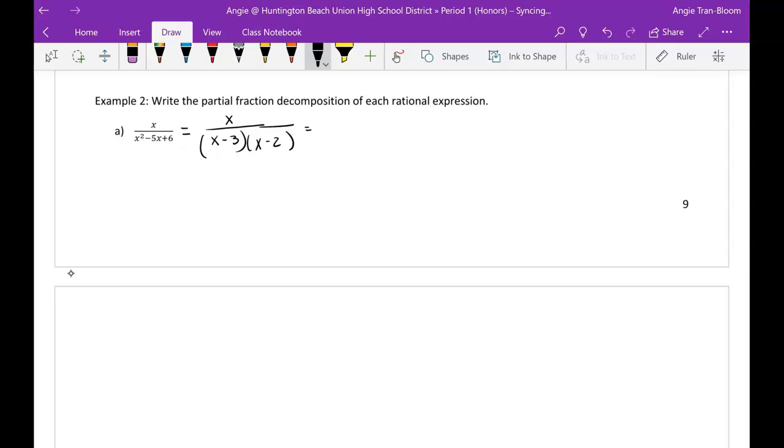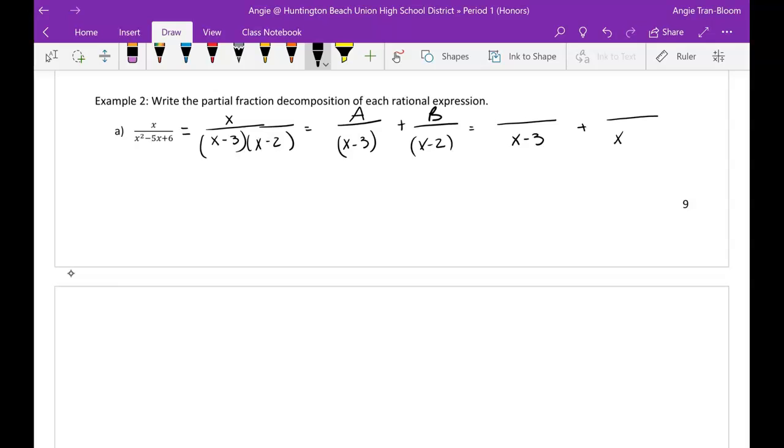Now, the formula says when you have non-repeating linear factors, then it's going to be A over the first factor plus B over the second factor. Okay, so based on your formula, your job is to find out what the numerator is. We'll box this up for both fractions, we'll come back, we'll fill that in.